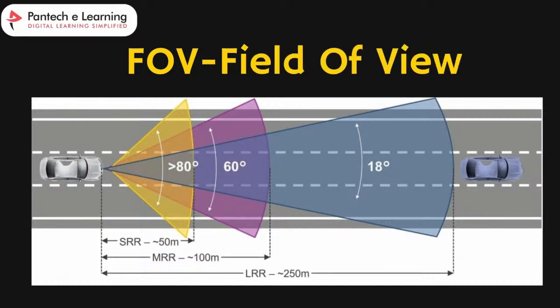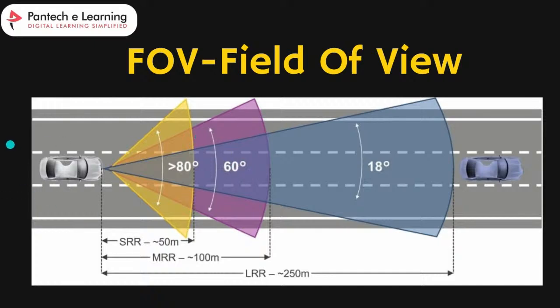And let's talk about SRR, MRR and LRR. First, SRR, which means short range radar. Typically it detects objects within the range of around 0 to 30 meters from the vehicle, up to 50 meters. It can cover a field of view of approximately 90 to 120 degrees. So that is the short range radar. Next one is the MRR.